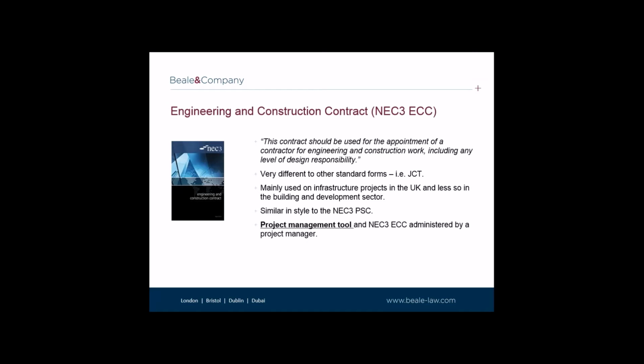Whilst we are focusing on the PSC in this webinar, we would also like to highlight the other main NEC3 form, the Engineering and Construction Contract. This adopts the same philosophies, as you would expect, as the PSC. As helpfully summarised by the NEC, the ECC should be used for the appointment of a contractor for engineering and construction work, including any level of design responsibility.